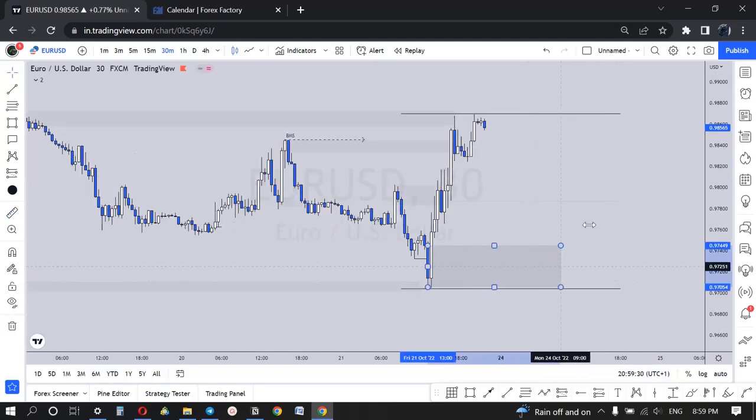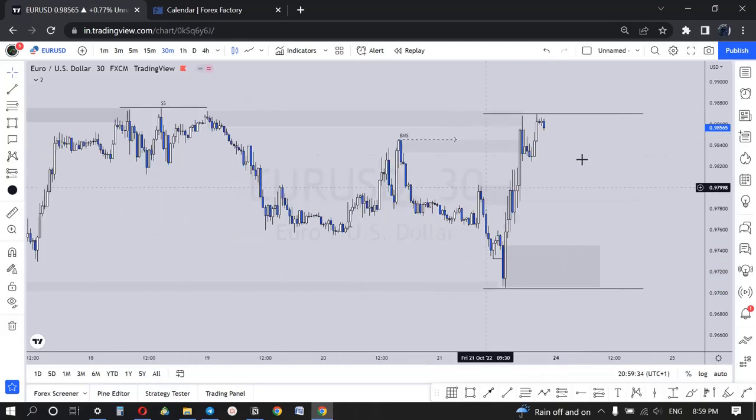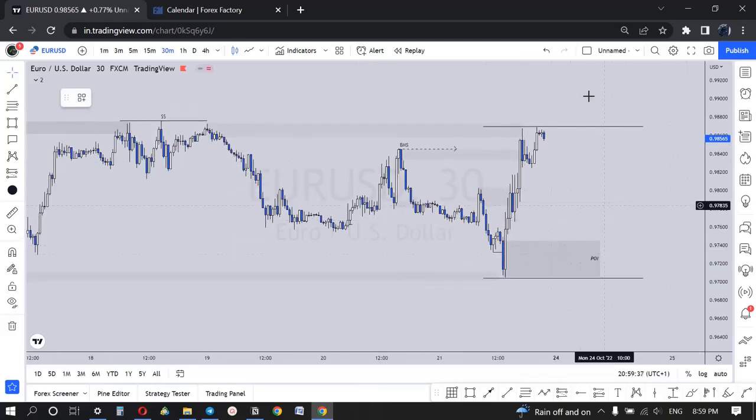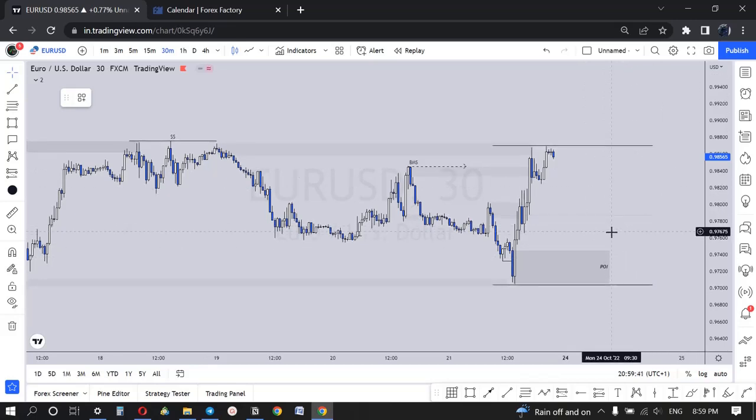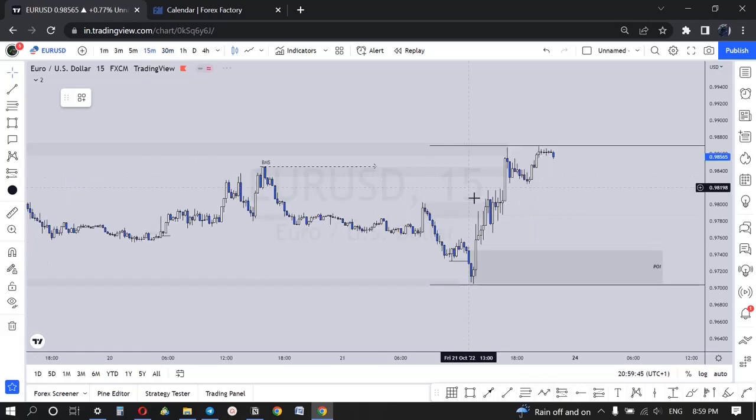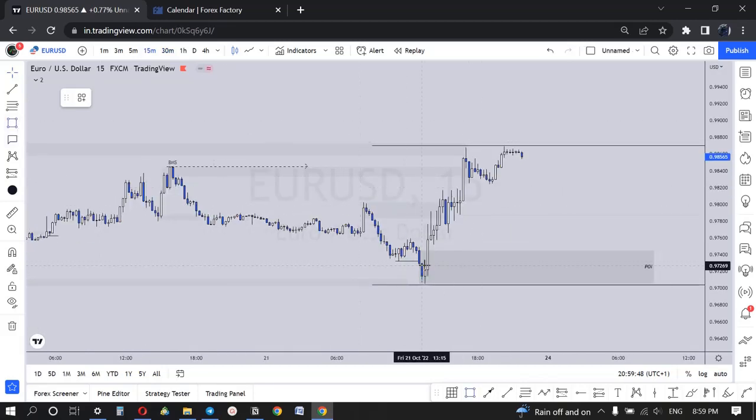So this is where I'm actually looking for the buying. But before going for the long position, I would love to see some kind of reaction of price action at this point of interest first before I look at that long position. So refinement on the 15 minutes time frame.